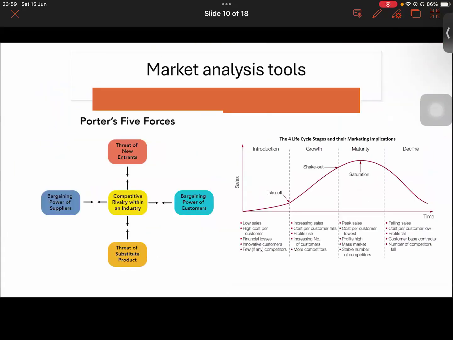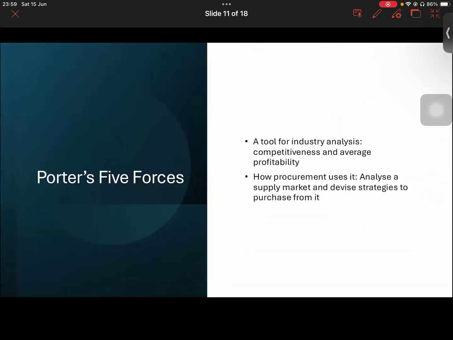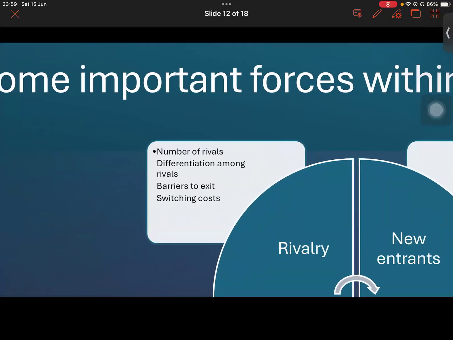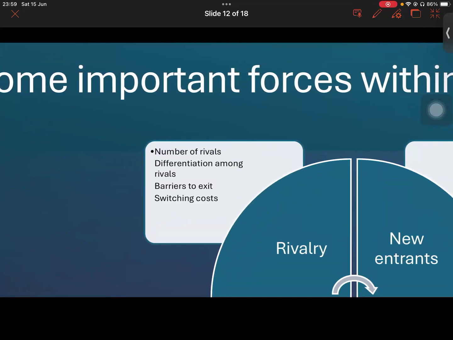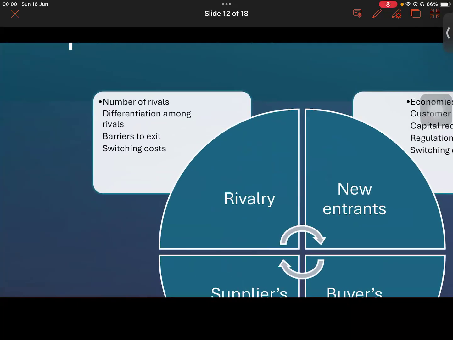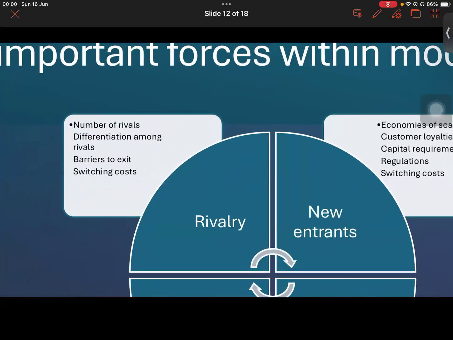Okay, and with this model, the use is that we look at the different determinants of each force and decide their strength. For example, with rivalry, there are determinants like the number of rivals, the differentiation among them, and the barrier to exit. When a company cannot exit the market with ease, they are stuck within the market and need to compete more fiercely to attract acceptable profitability. So that is the barrier to exit, and it may increase the intensity of the rivalry.